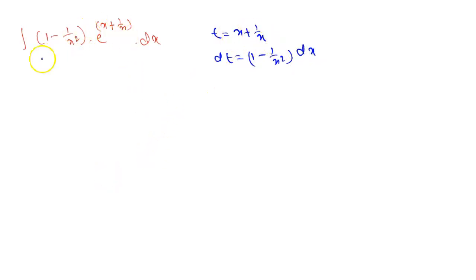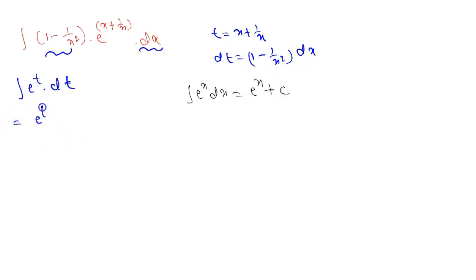So here I am replacing everything. This function and this function are replaced with dt, and x plus 1 by x is replaced with t. So now the function is reduced to e power t into dt. Here we have the formula: integration of e power x dx is equal to e power x plus c. So the answer is e power t plus c. The t value is x plus 1 by x, so e power (x plus 1 by x) plus c is our answer.